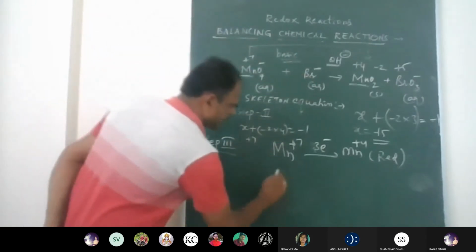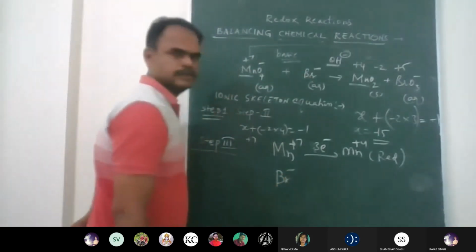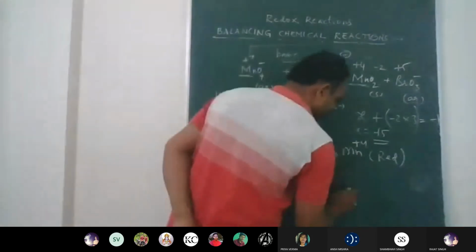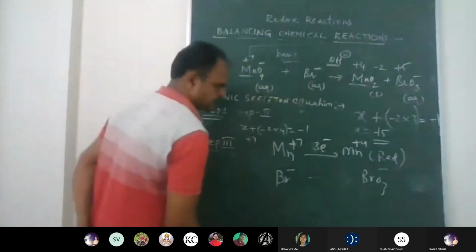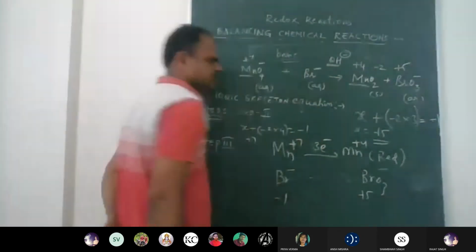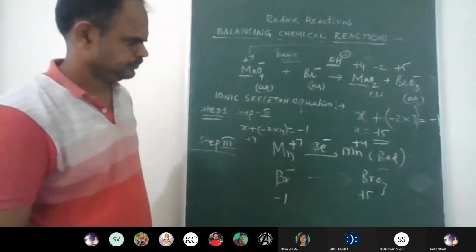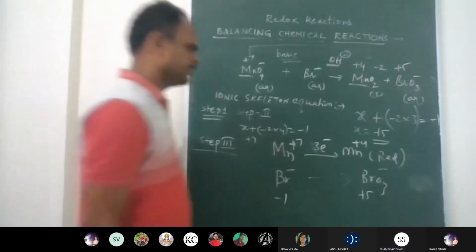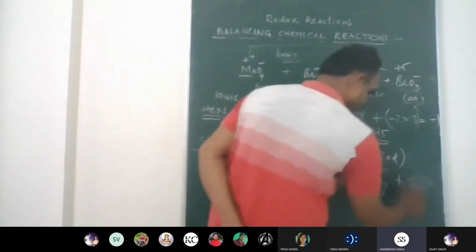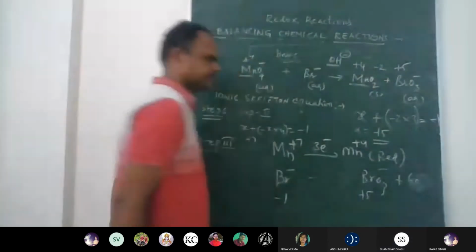Similarly, bromide, Br minus, is changing into how much? BrO3 minus. So it changes from -1 oxidation state to +5, losing or gaining? 5. So how many electrons difference? 6 electrons. A difference of 6 electrons is coming out.